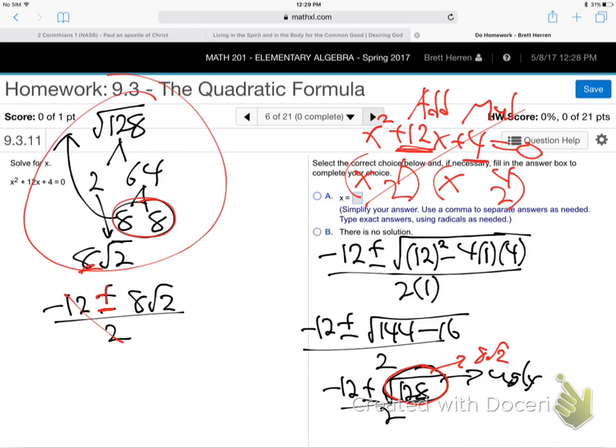Remember when things are plus or minus, they're glued? I have to also do those two. As long as you do both of them, it's okay. You're doing both sides of the glue bond. Does that make sense? So what I'm saying is divide all 3 of those by 2. Divide by 2, divide by 2, divide by 2. As long as you do all 3, it's okay. So you get minus 6 plus or minus 4 root 2 over 1. Does that make sense? I divided all 3 of them by 2.